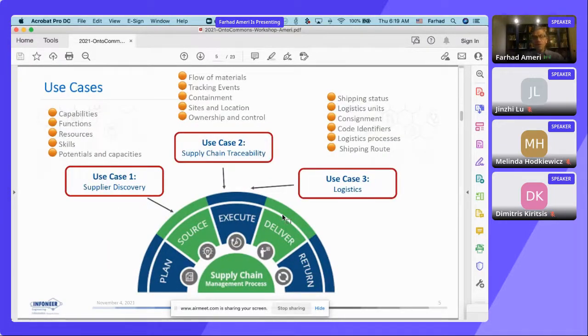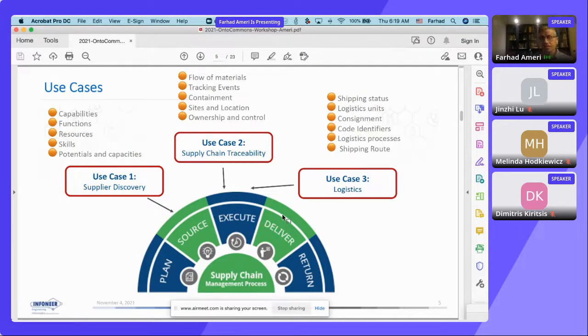In IOF, we really rely on use cases to define the requirements for us because we don't want to develop ontologies in our labs and in a vacuum. So that's why we need to have some use cases. Right now we have 3 use cases. One is related to supplier discovery, the other one is supply chain traceability, and the third one is logistics. And you can see some terms and notions that we care about. For example, in the supplier discovery use case, we'd like to formalize the functions, capabilities, resources, and the skills and potentials of different suppliers that will become part of a supply chain.